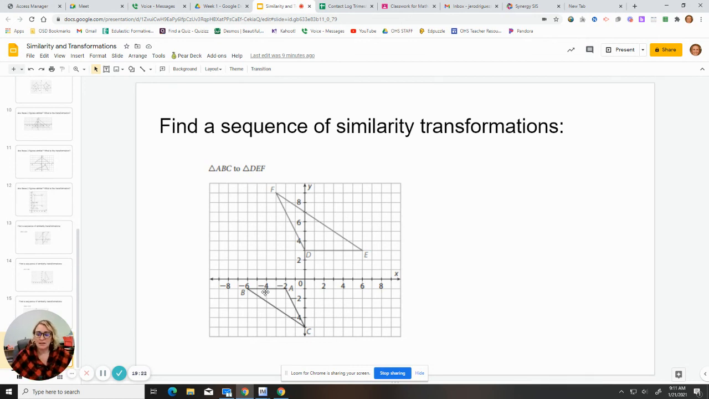So today's exit ticket is just 2 questions. 1 to recognize if something's similar, and 1 to recognize what kind of transformations are happening. You don't have to say what exactly they are. You just need to know, is it translated, dilated, reflected, or rotated?